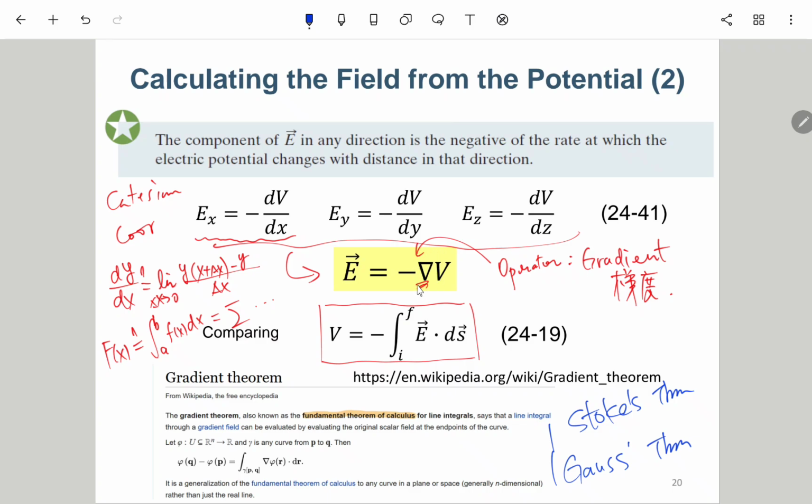Of course, if we need to write out the expression of this gradient, the gradient is an operator, but we can write it in a different form. This gradient you can write as partial x i hat plus partial y j hat plus partial z k hat, in Cartesian coordinates. In Cartesian coordinates it looks like this.